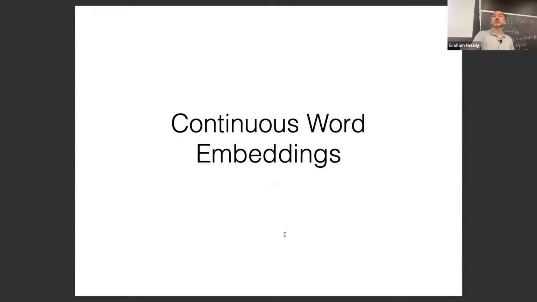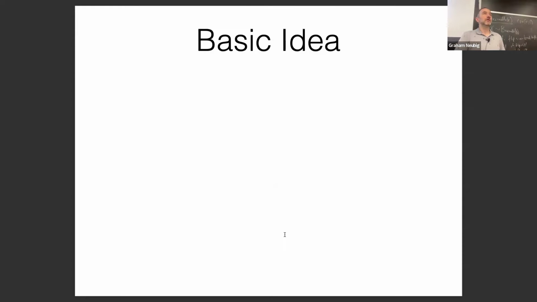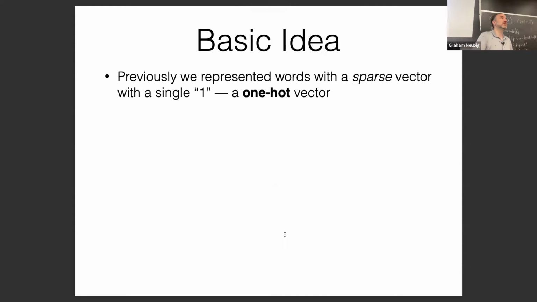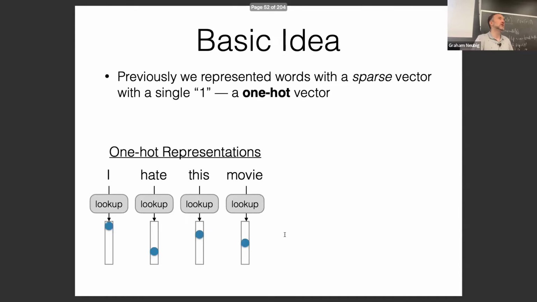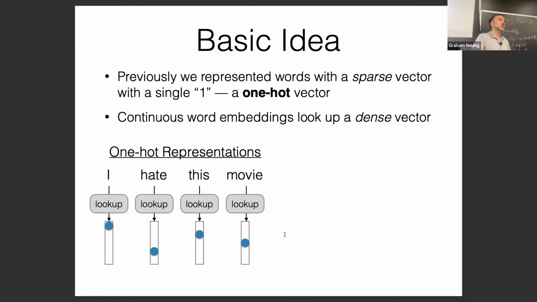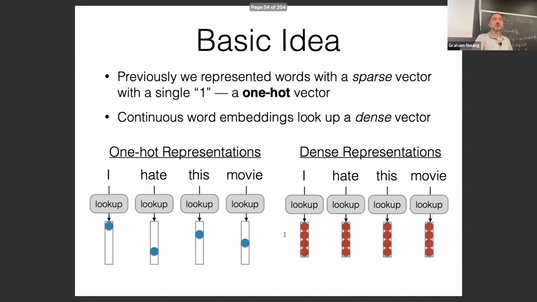So next I'd like to move on to continuous word embeddings. The basic idea behind continuous word embeddings is that previously we represented words with a sparse vector with a single one and lots of zeros. If our vocab size was 32K, we would have 31,999 zeros and one 1. What continuous word embeddings do instead is look up a dense vector that's a lot smaller. The dense vector could be 512, 768, whatever size. The vector itself is a lot smaller, but each element of the vector can be non-zero, so this gives you a lot more information.